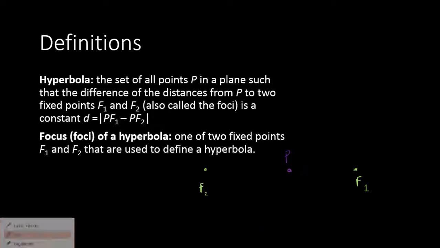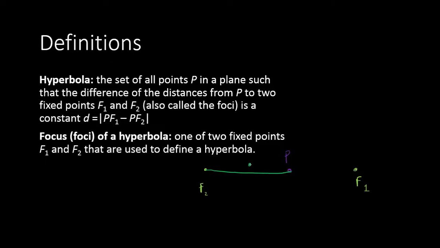Now, let's say I want to know how far apart these are. I want to know the distance from P to F2. So I'm going to call this distance A. A just stands for the length of that green line. And this will be B. B will stand for the distance between P and F1. So these are the distances. When we refer to distances from P to two fixed points, F1 and F2, that's what I'm looking at: the distance A and the distance B. Okay, so that's not so bad.